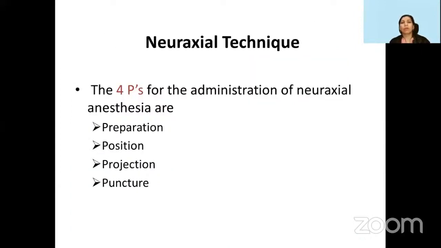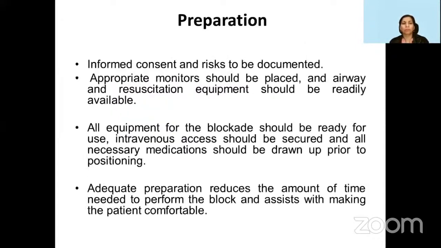There are 4 P's for administration of neuraxial anesthesia: preparation, position, projection, and puncture. In preparation, informed consent, appropriate monitors, and airway and resuscitation equipment are mandatory. Intravenous access should be secured and all necessary medication should be drawn up prior to positioning.